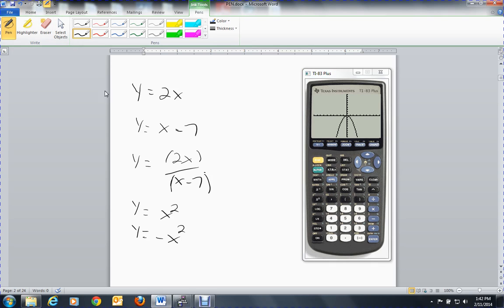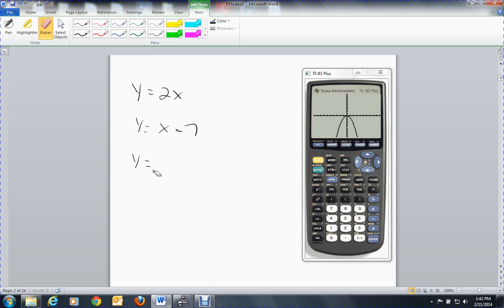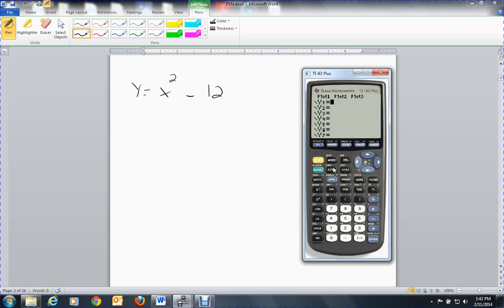Let's graph a couple more things. Erase these first. We want to play around a little bit with some of the other features. So we know that y equals x squared looks like a big old U. So let's look at y equals x squared minus 12. So let's type in x squared minus 12.